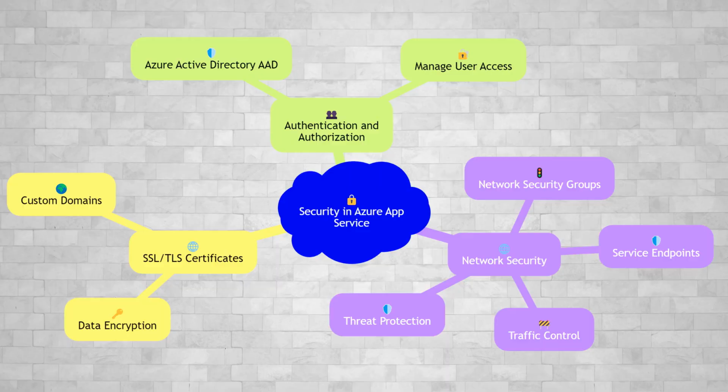Security is a top priority when developing web apps. Azure App Service offers various security features, including SSL/TLS certificates, authentication and authorization, and network security. You can configure custom domains and secure them with SSL certificates to ensure data encryption. Azure Active Directory (AAD) integration allows you to manage user access and authentication. Additionally, you can use network security groups and service endpoints to control traffic and protect your app from threats.